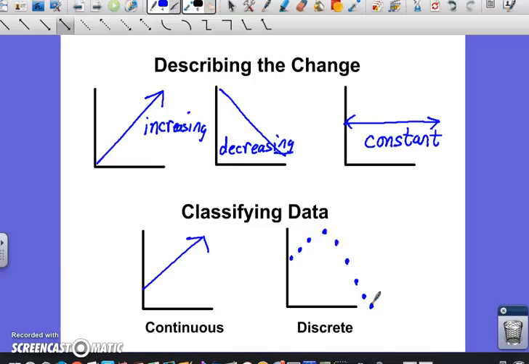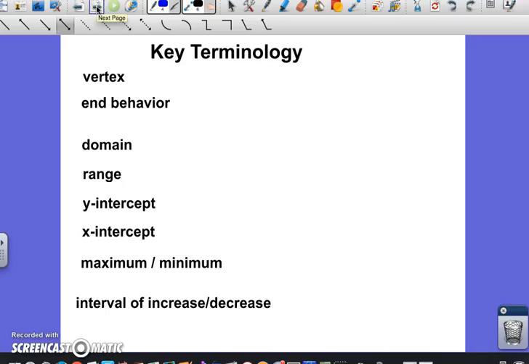So we look at those 2 types, continuous and discrete. Okay, so now we get to some key terminology, some definitions. You may have to pause as we're going along here so that you've got time to go ahead and write each one of these down as I do and go back and look at them.